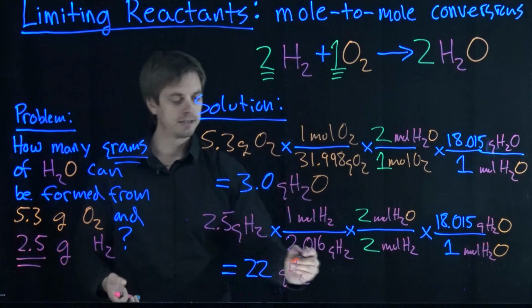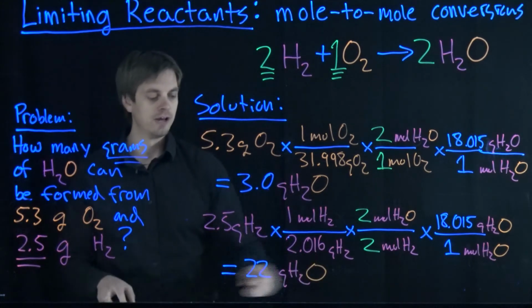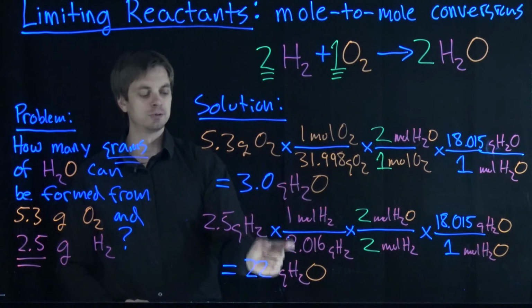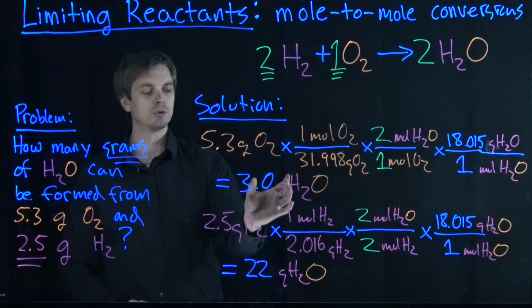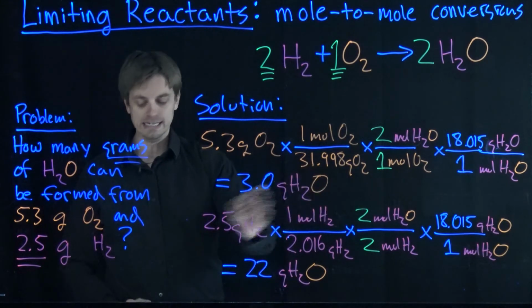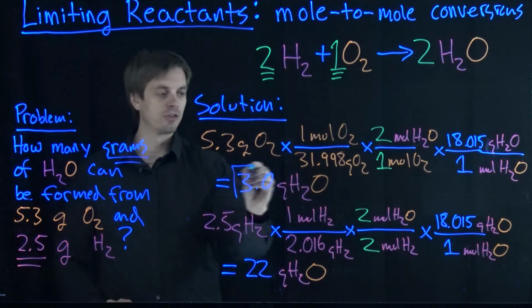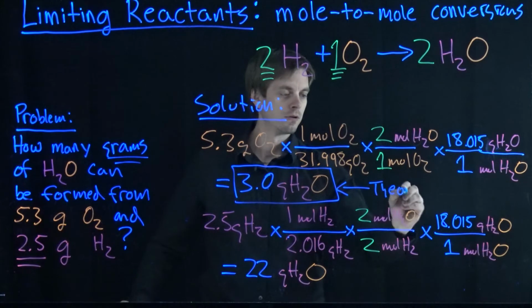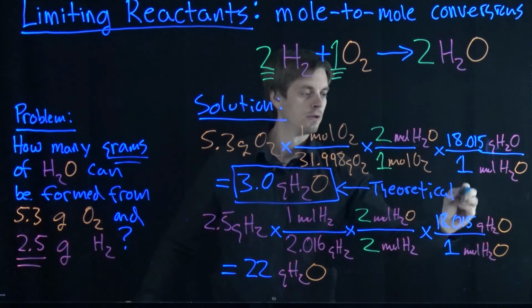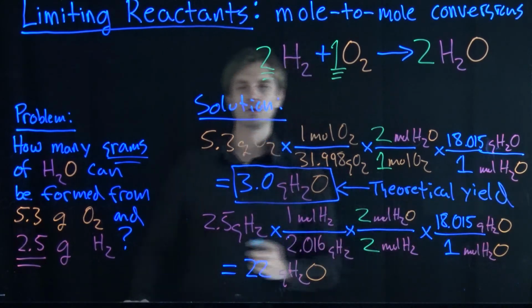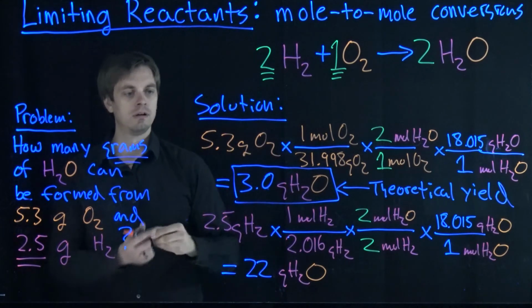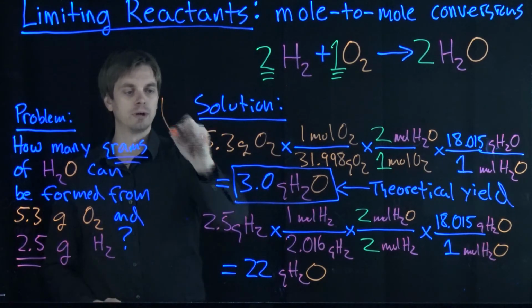And we're all set to now compare the relative value of these two quantities. And obviously the 3 grams is much smaller than that 22 grams. So the 3 grams of H2O is in fact going to be our theoretical yield for the reaction. And of course, the oxygen is going to be our limiting reactant.